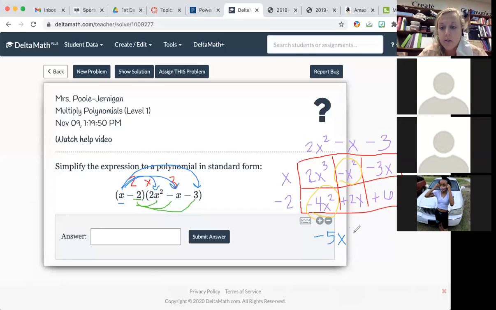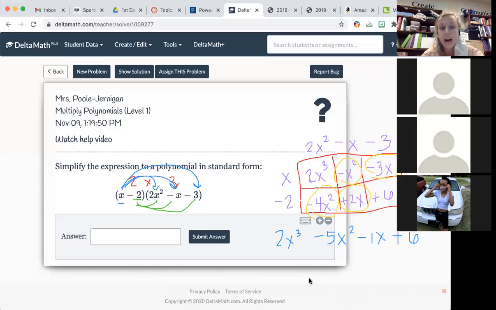Good. And what else can we combine? -3x and 2x. So what's -3x plus 2x? -1x. Good. And then I don't have anything to combine the 2x cubed with, so I'm going to put that in the front. And then there's nothing to combine the back with either, so it's just going to be +6 at the back. So that should be your answer for number 6.